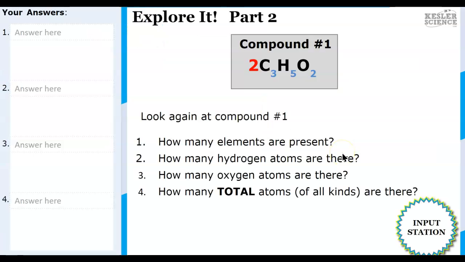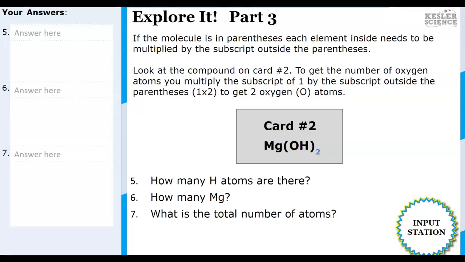Now, Explore 2, you're going to look here again at the first compound. You're going to answer questions 1 through 4. Now, Explore number 3. It says if the molecule is in parentheses, each element needs to be multiplied by the subscript. We talked about this when we went over the notes. So tell in the left how many hydrogen atoms there are, how many magnesium, total number of atoms. Don't forget, you need to pay attention to these parentheses.